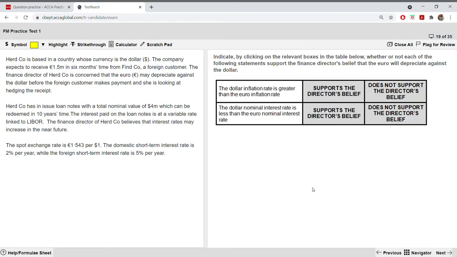Next. Same case study. 5 questions will be asked in the same case study. There are 2 case studies, and 5 questions will be asked from each of these 2. Indicate by clicking on the relevant boxes in the table below whether or not each of the following statements supports the director's belief that the euro will depreciate against the dollar.